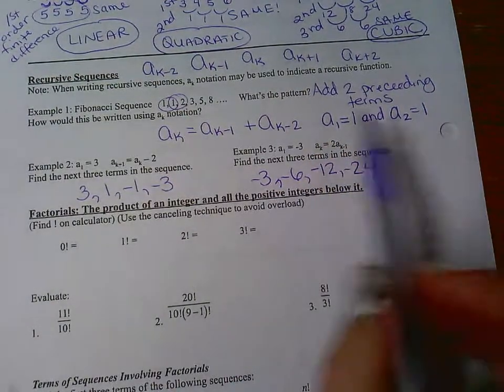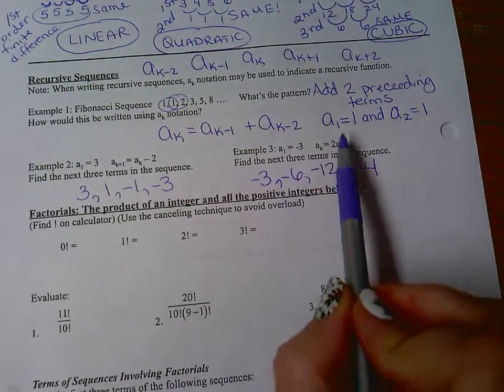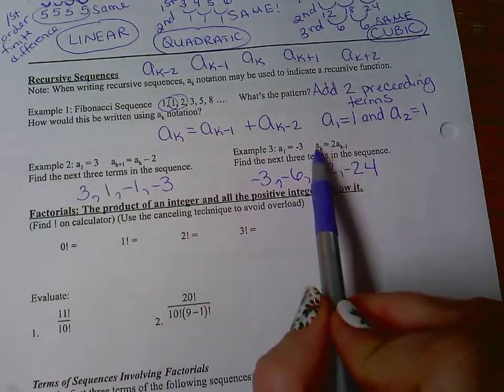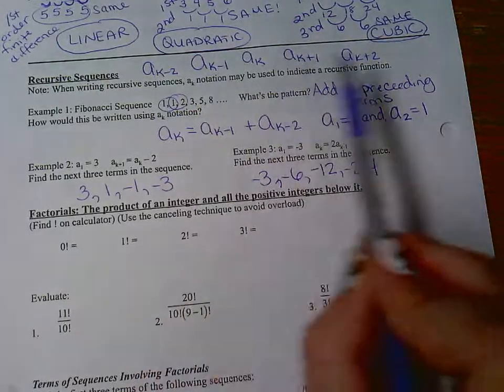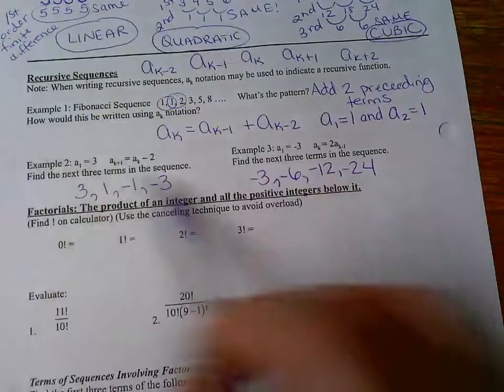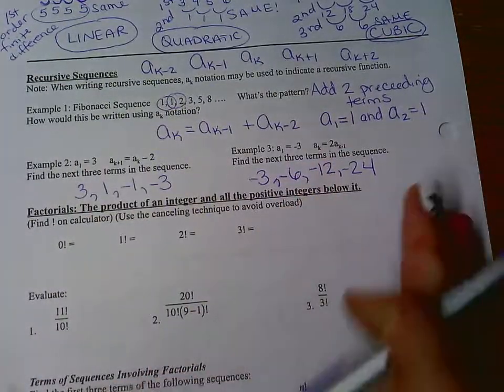It's like reading a story. I'm not really plugging things into the formula itself. A sub k is just representing term order. Okay, so a little bit about recursive sequences in case you've never seen them before.